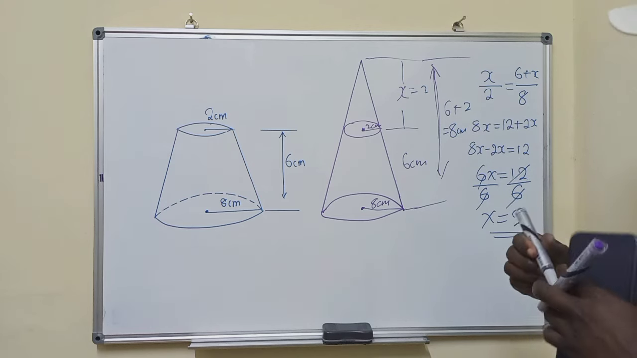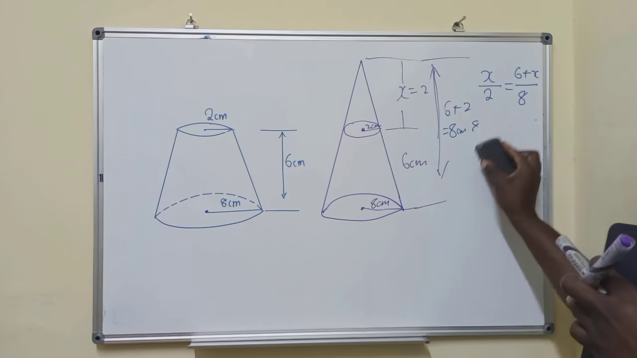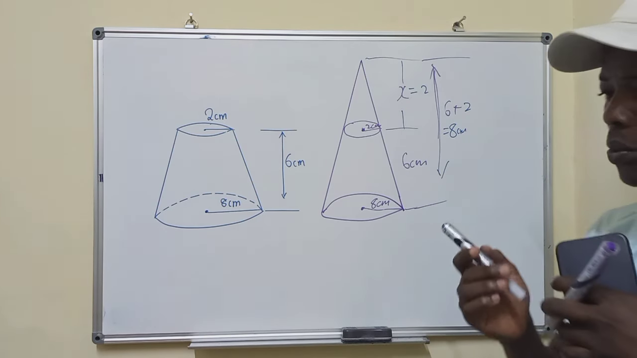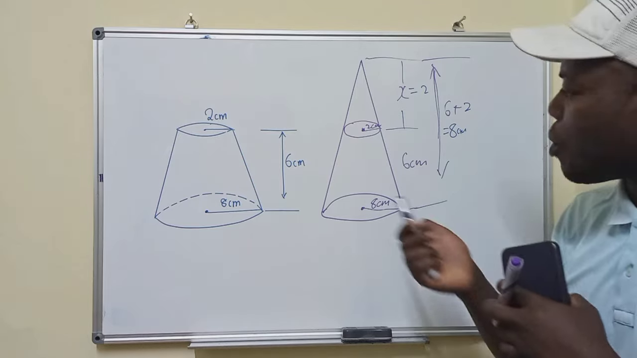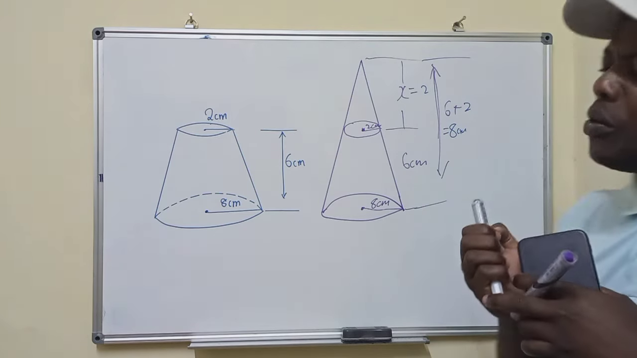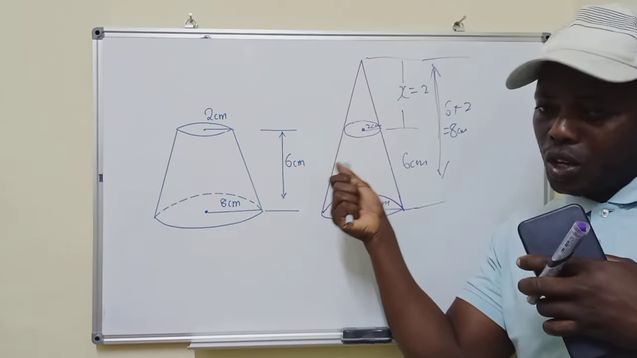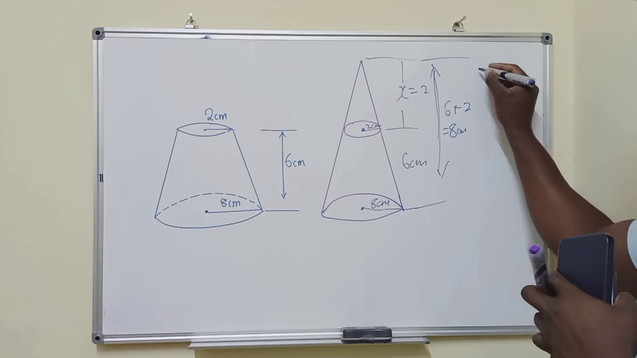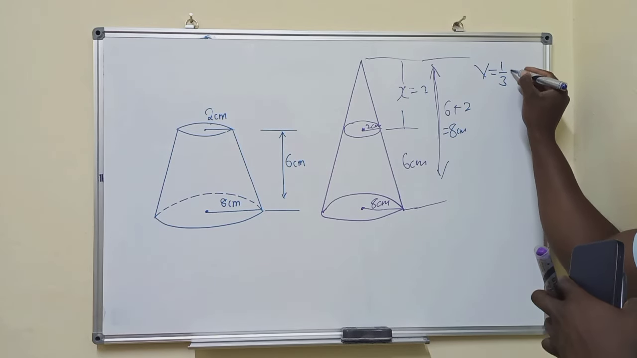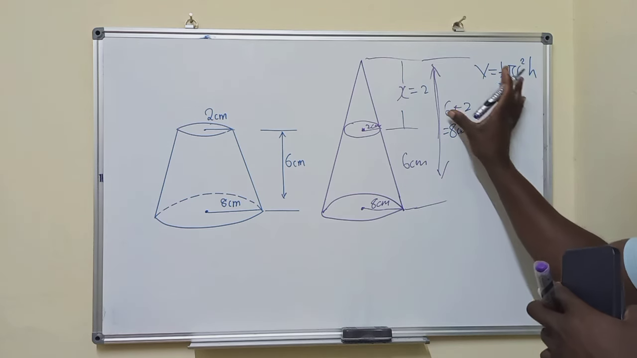Now, the question says find the volume. We're trying to find the volume. So how are we going to find the volume? To find the volume, we need to use the formula for finding the volume of a cone because we're dealing with a cone. If you have not watched my previous video on mensuration, just search. So we'll just use the formula for finding volume, which is right here. This is the formula pi r squared h, and this is the formula that we are going to use.